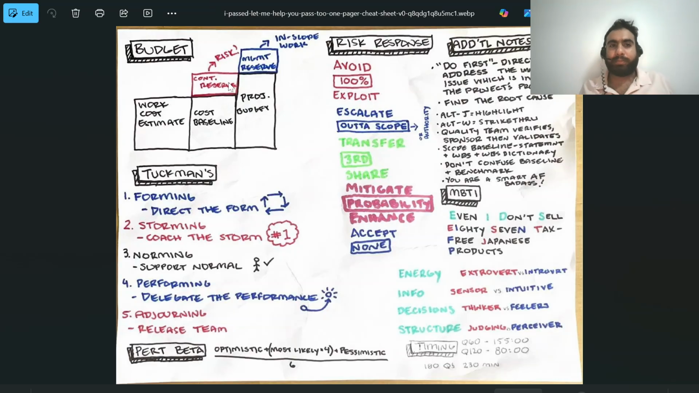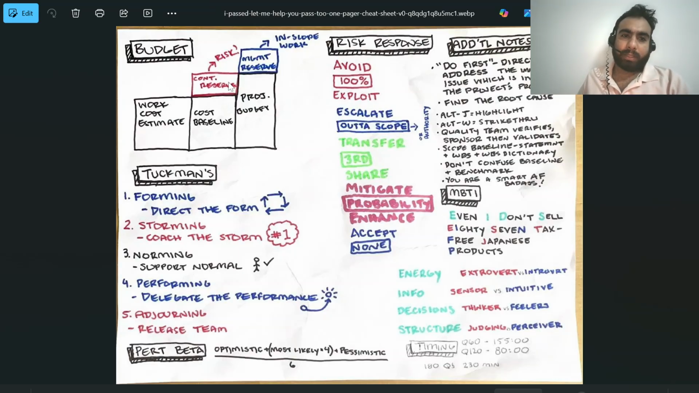for my examination. This sheet includes key concepts like budgeting, the Tuckman stages, PERT, the risk responses, and additional notes on MBTI and the exam questions, exam-related timings, and how we are going to crack that examination. So this is a 10-minute crash course that I'm going to share with you. And finally, this is going to help you upskill your knowledge about all these key concepts. So without further ado, let's get started.